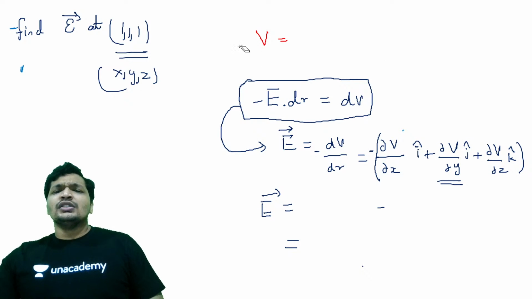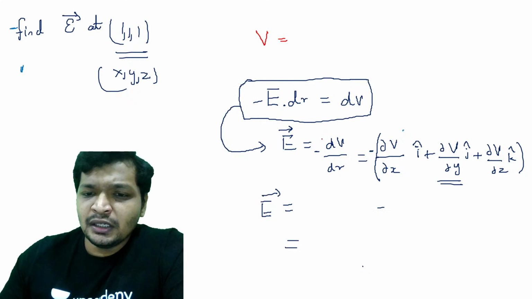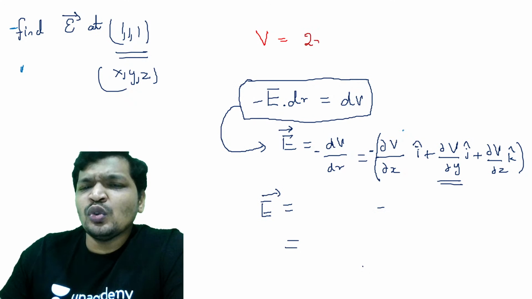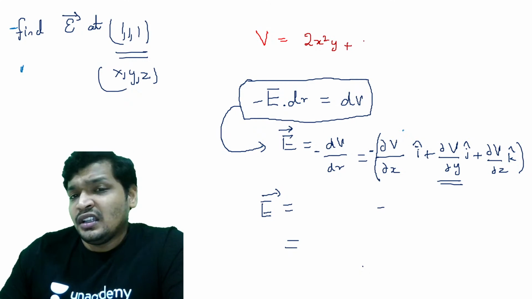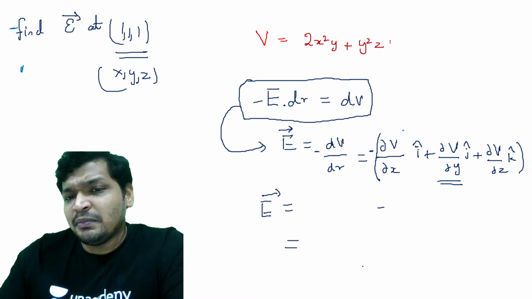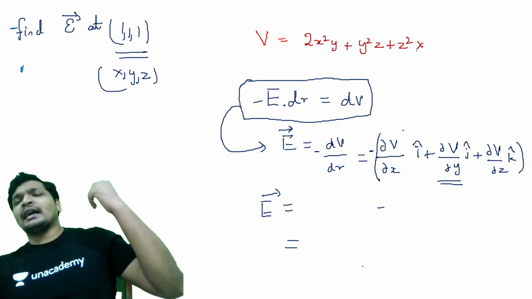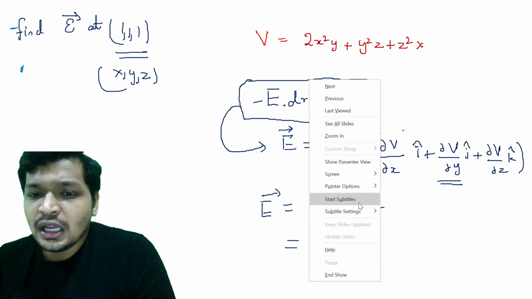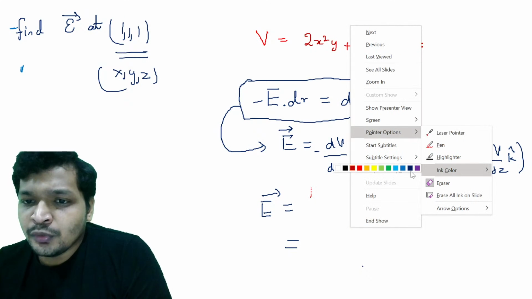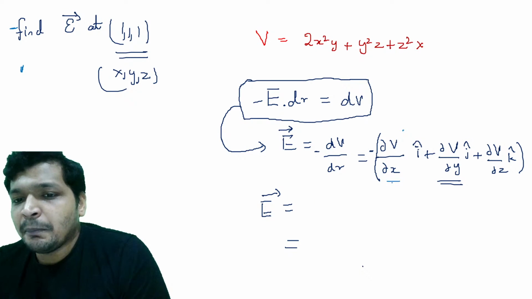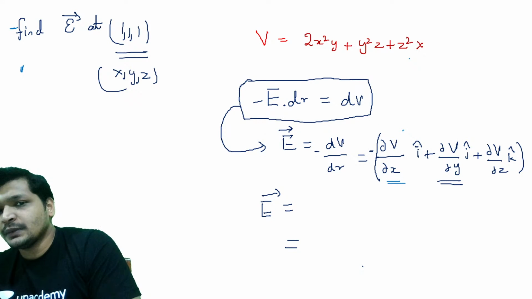Okay. So what kind of equation was given to us? Something like, I don't remember, let's say 2x square y plus y square z plus z square x. I'm just taking a random equation. Okay, random equation. Now how do we work around this? Now what you need to do, you need to move step by step. Step by step, partial differentiation of potential with respect to x, you'll find two terms.